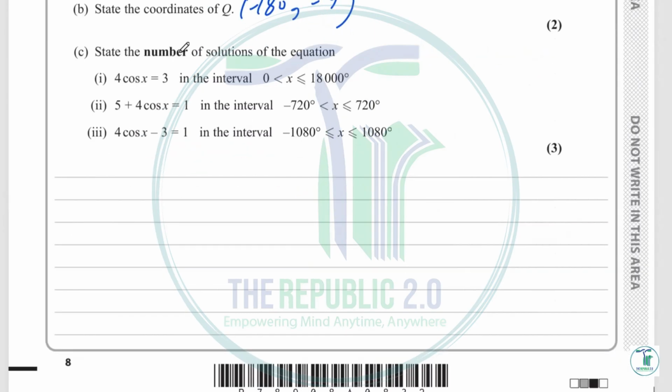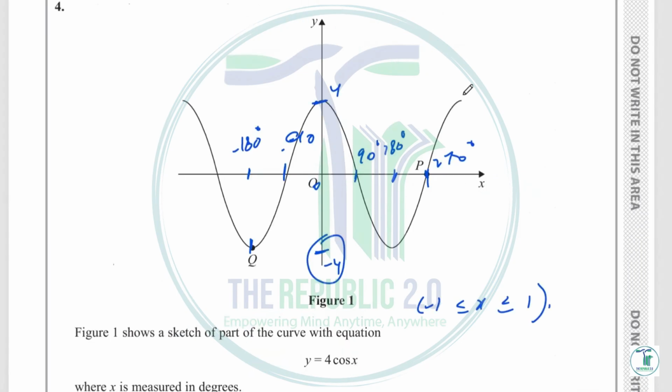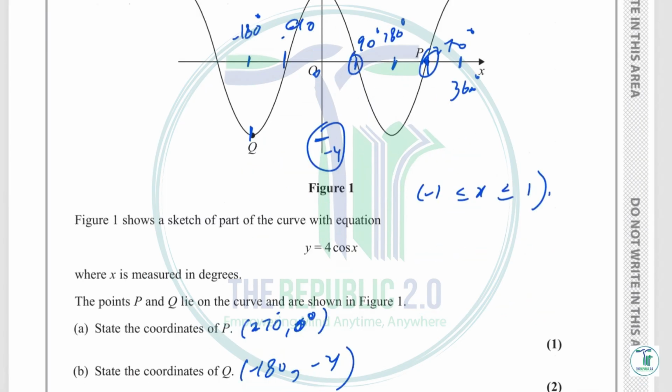Now state the number of solutions of the equations 4 cos x = 3, 5 + cos x = 1 over the given ranges, and 4 cos x - 3 = 1. So first of all, remember that from 0 to 360 degrees, we've always got 2 solutions of cos x, right? So now we're just going to look at how many 360 degrees are there in these ranges.